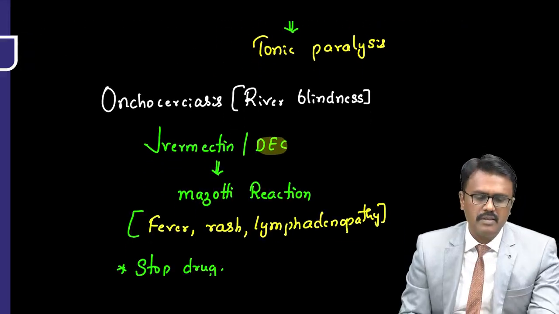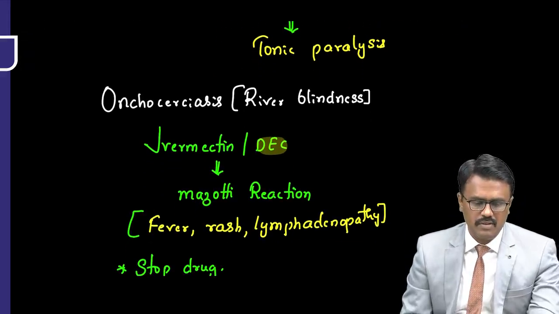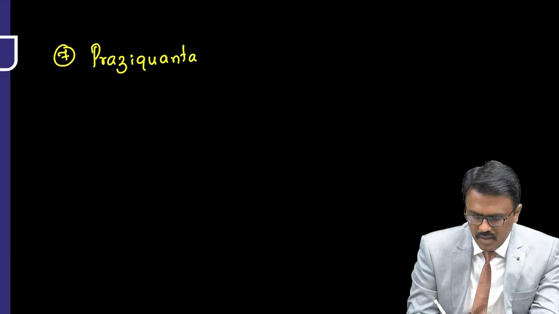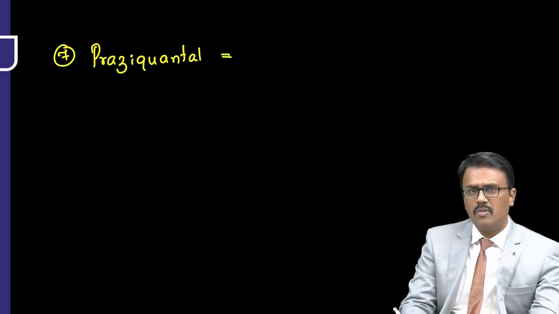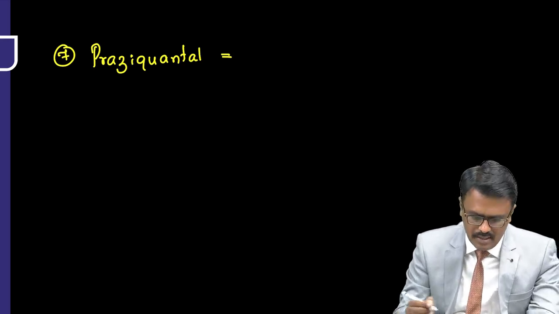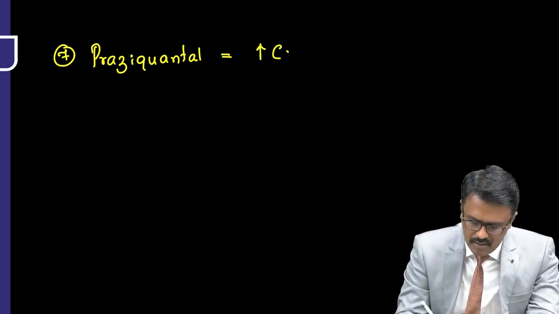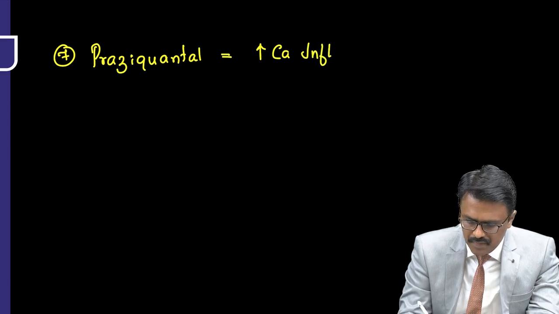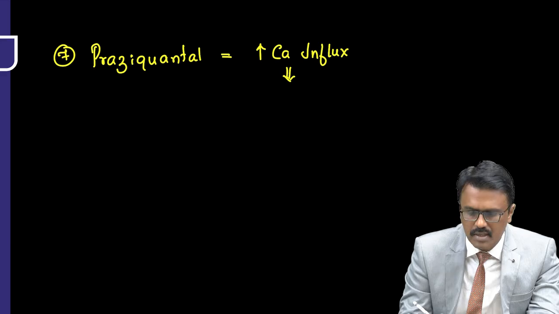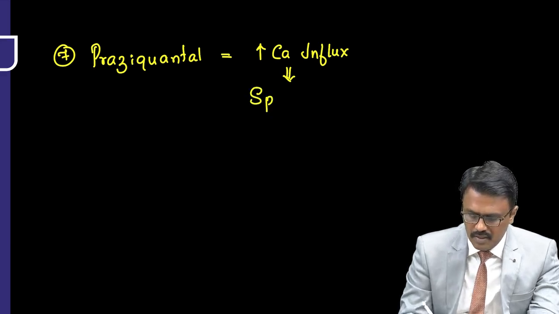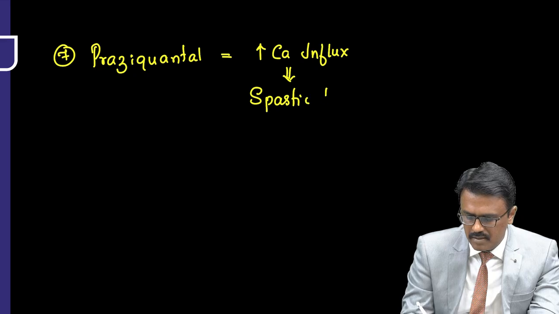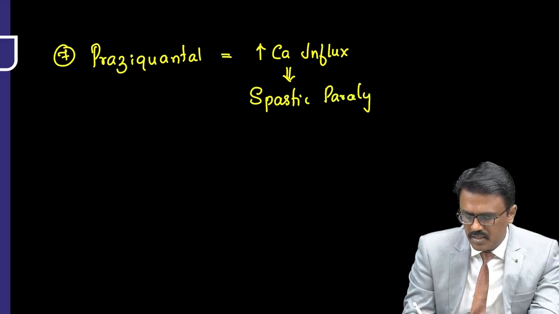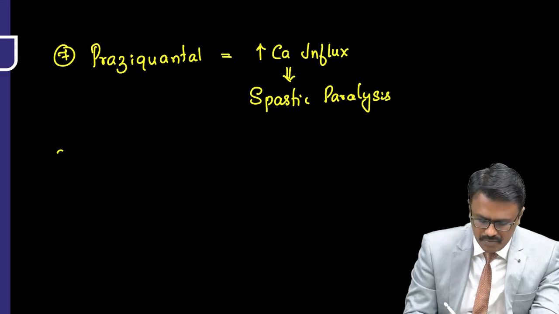Right. So we are done with ivermectin. The next drug, which we have come across repeatedly, is called praziquantel. I told you praziquantel is the drug of choice for most of the cestodes and also for flukes. The mechanism of action is it increases calcium influx into the worm, that is the helminth, and that will lead to spastic paralysis. That is the mechanism proposed.